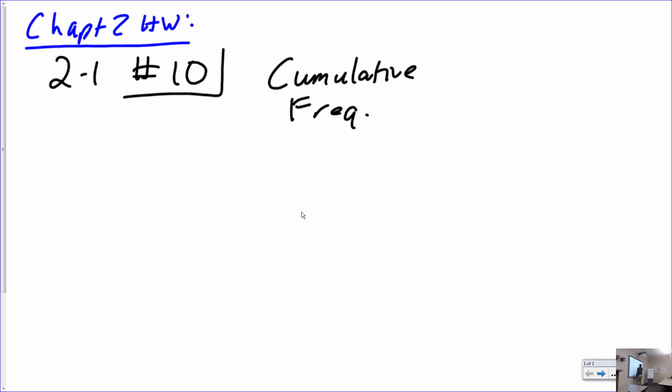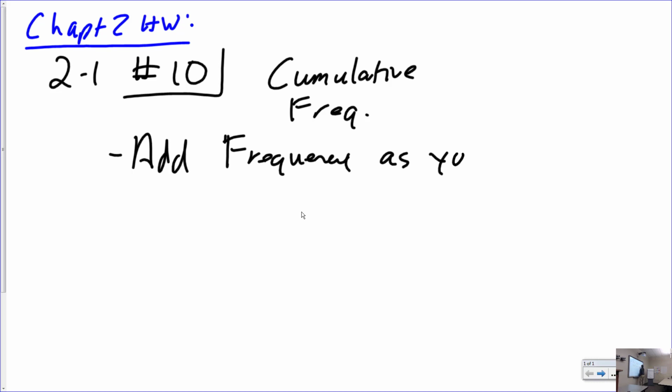So what do you do when you try to find cumulative frequency, folks? Basically, just add the row frequencies as you go through the columns.